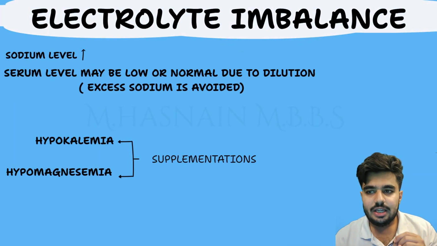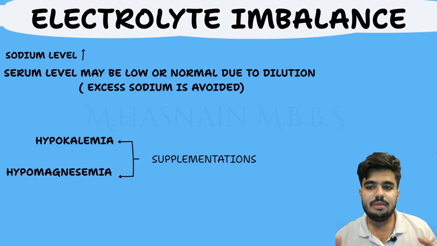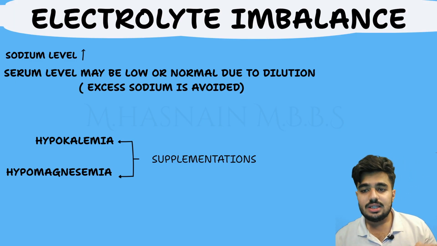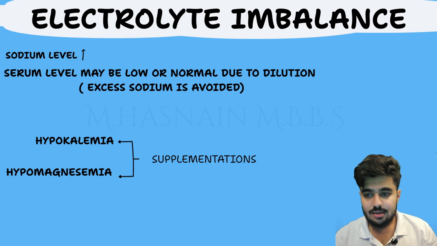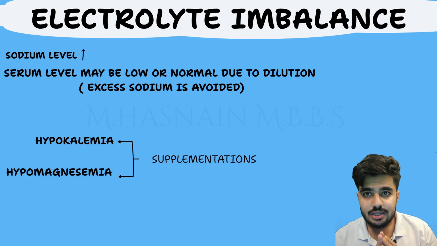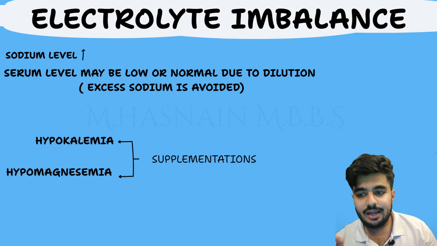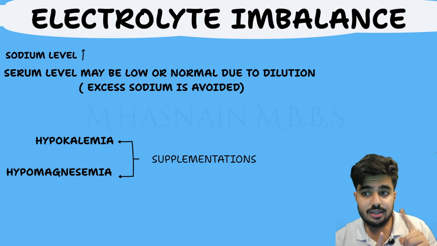Fourth will be electrolyte imbalance. What happens in case of SAM? There is edema, and this edema will dilute the sodium level. So serum sodium level may be low or normal, but usually the total body sodium is in excess. So we will try not to give any supplement which increases the sodium level, and there will be hypokalemia and hypomagnesemia. So supplements for hypokalemia and hypomagnesemia are given, but remember the sodium level increases in SAM patients, and we will avoid giving excess sodium.